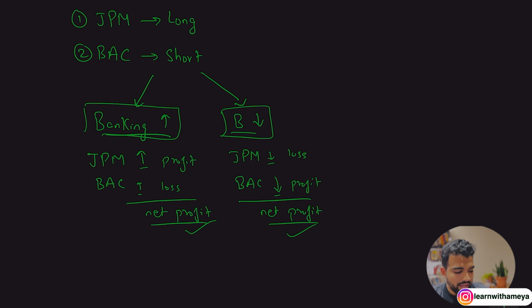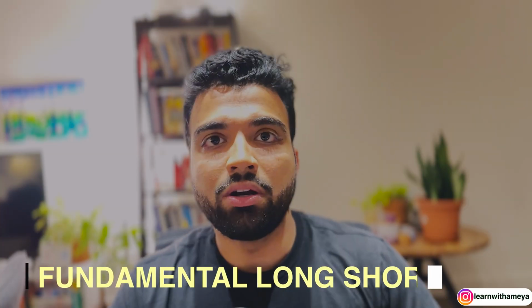Amazing, right? In this case, the only thing you have to be aware, or you have to make an assumption, is that JP Morgan usually will outperform Bank of America. That's the only assumption that you have to make. And once you make that assumption, you can deploy that strategy. That's about market neutral. Let's talk about fundamental long short.